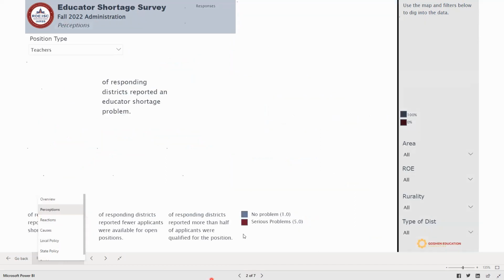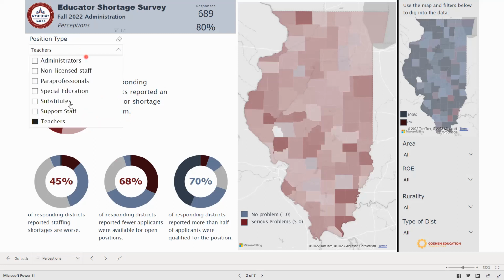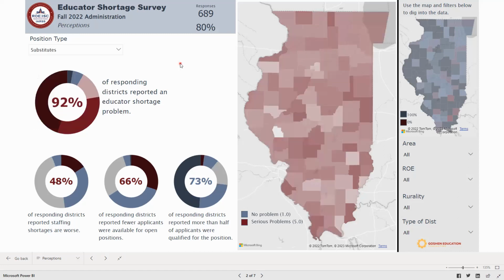But the second page is about perceptions. So these are superintendents' perceptions of the educator shortage. So again, we still have our panel of filters on the right-hand side, but we also have a position type filter over here. So right now, what we're looking at is superintendents' perceptions about teacher shortages. So 79% of superintendents responded they have a teacher shortage problem. I can flip through here and look at other types of educators. So 92% of superintendents reported a substitute problem.